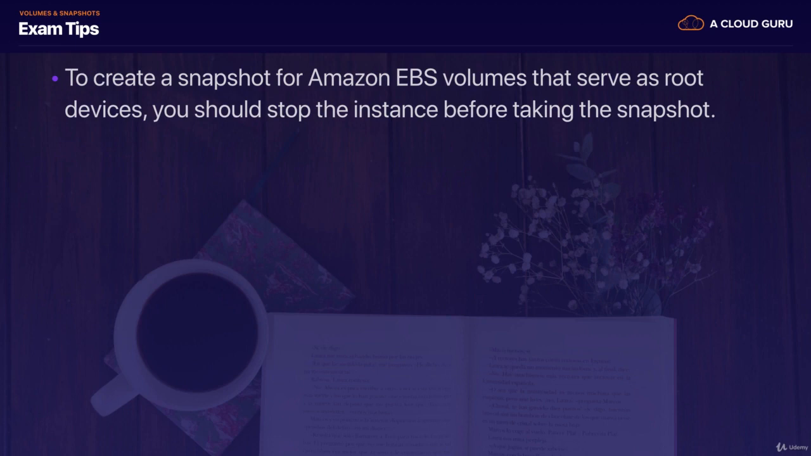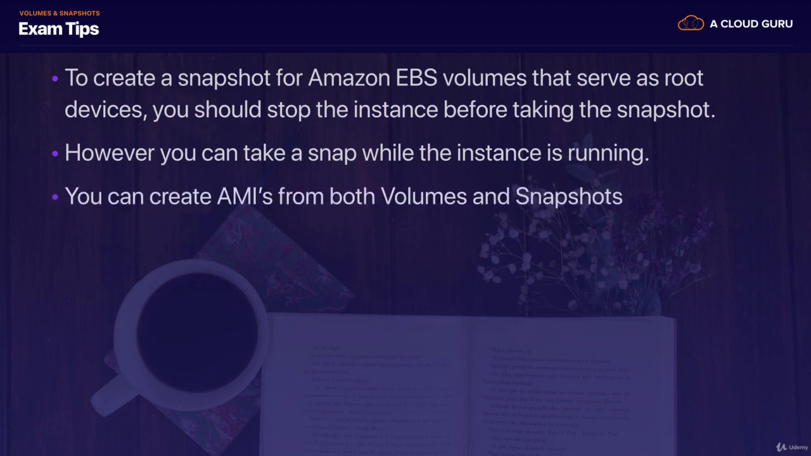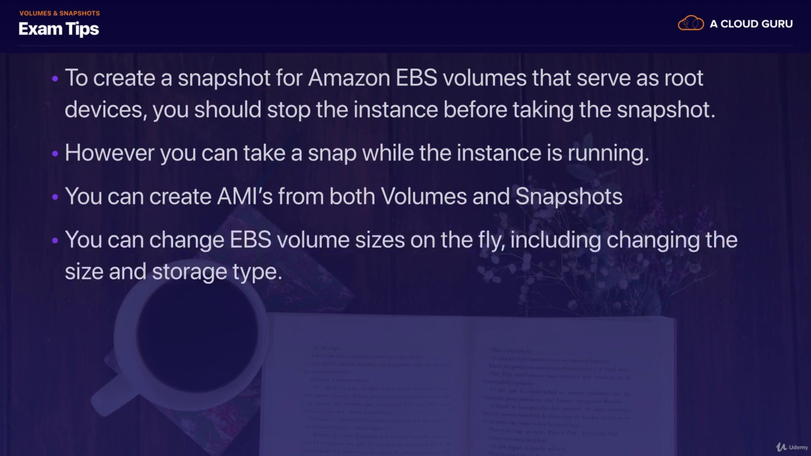Now, to create a snapshot for EBS volumes that serve as root device volumes, you should really stop the instance before taking the snapshot, especially if it's a production workload. And that will just guarantee that your snapshots are going to be consistent. However, you can definitely still take a snapshot while the instance is running. Remember that you can create AMIs from both volumes and snapshots as well. So that's what we did. We created an AMI from our snapshot, but you can also create an AMI directly from the volume. You don't need to take a snapshot first. You can do it either way.